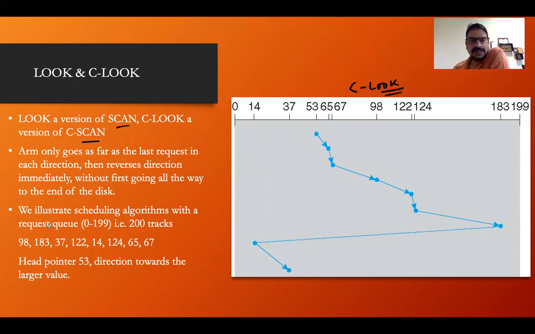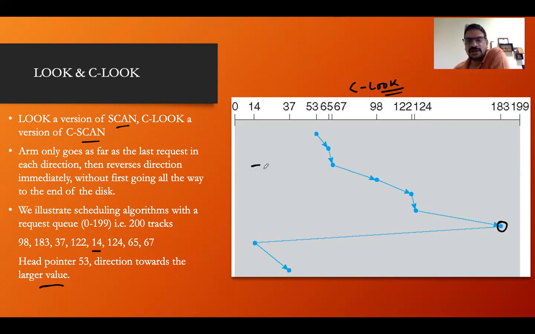Because the direction is the larger value, we'll go in one particular direction up to 183 only. We will not go to 199. From there we'll come back again up to the last value, not 0, up to the last value which is 14. And then we go in the other direction. Now this is the C-LOOK.